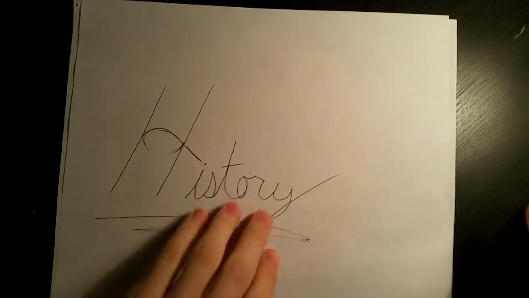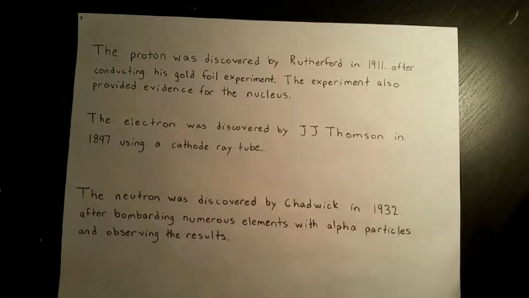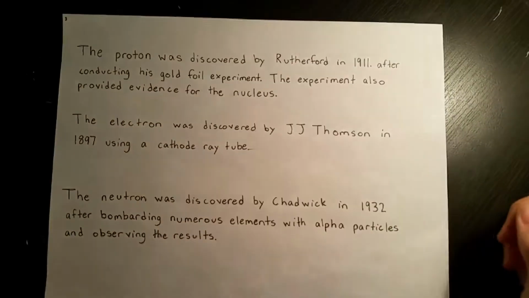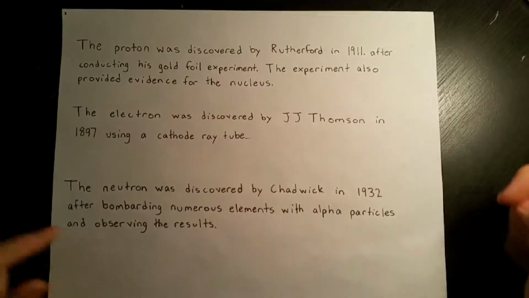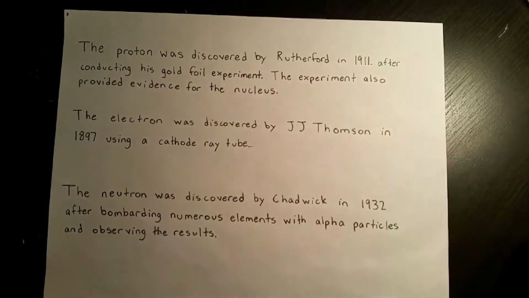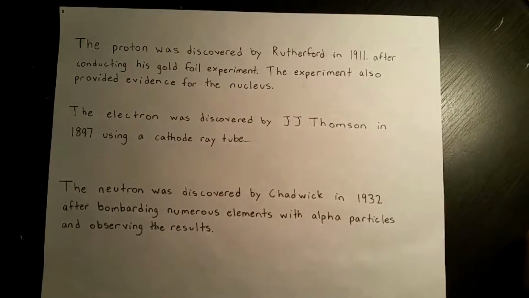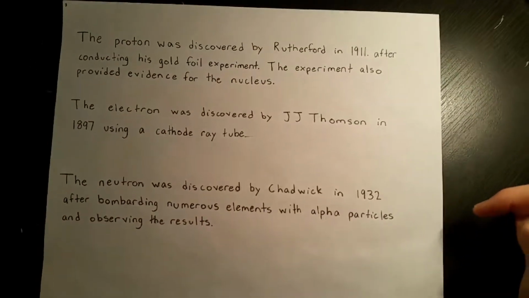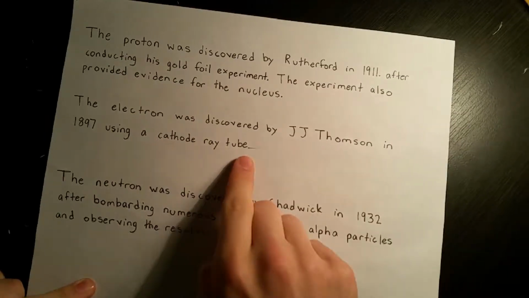History. The proton was discovered by Rutherford in 1911 after he conducted his gold foil experiment. This experiment also provided evidence for the nucleus of the atom. The electron was discovered by another man named J.J. Thomson in 1897 after conducting his cathode ray tube experiment.